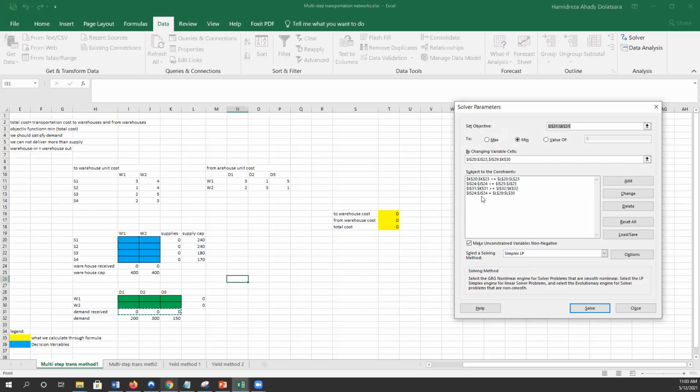The last one, I24 to J24. So these should be equal to L29 to L30. The reason is everything that comes in should go out. So I31 to K31, if you look at it, it just means W1 to D1, D2, D3, W2. And L24 to L30. So everything in, everything out.